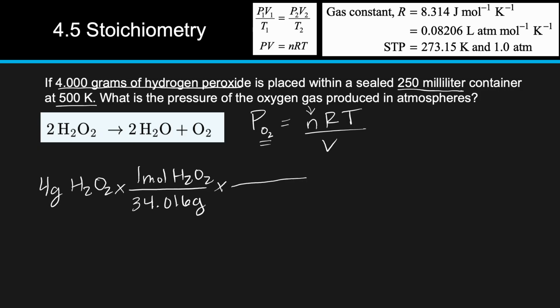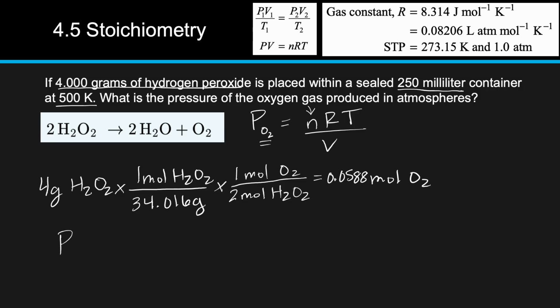Now, using the balanced chemical equation, I can get rid of my moles of H2O2 and go to moles of oxygen, which is what I'm trying to get to. So this is my n now. So now I have moles of O2. I just need to solve. So 4 divided by 34.016 times 0.5 or divided by 2. So that's going to give us 0.0588 moles of O2. And now I'm going to plug that into the ideal gas law.